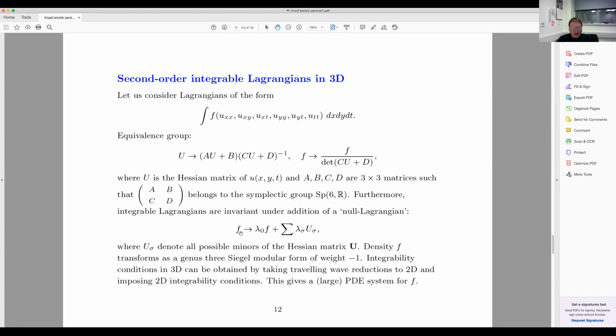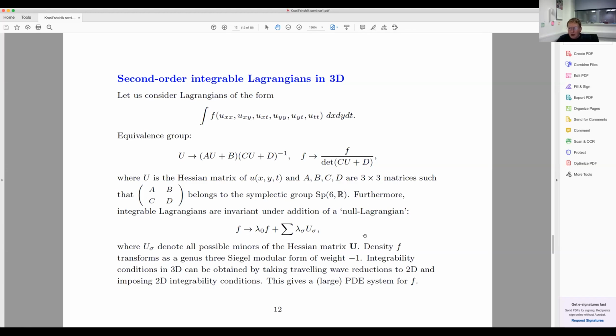Also, we can add to F a trivial Lagrangian. What is a trivial Lagrangian? You take the Hessian matrix of the function little u, 3 by 3 Hessian matrix, and you consider a linear combination of all possible minors of this matrix, like all these Monge-Ampère terms. This sum is called a trivial Lagrangian. Here, the lambdas are arbitrary constants. These are trivial Lagrangians. They generate empty Euler-Lagrange equations. So clearly, we can add to our Lagrangian density F a trivial Lagrangian. Nothing changes, right? So this is our symmetry.